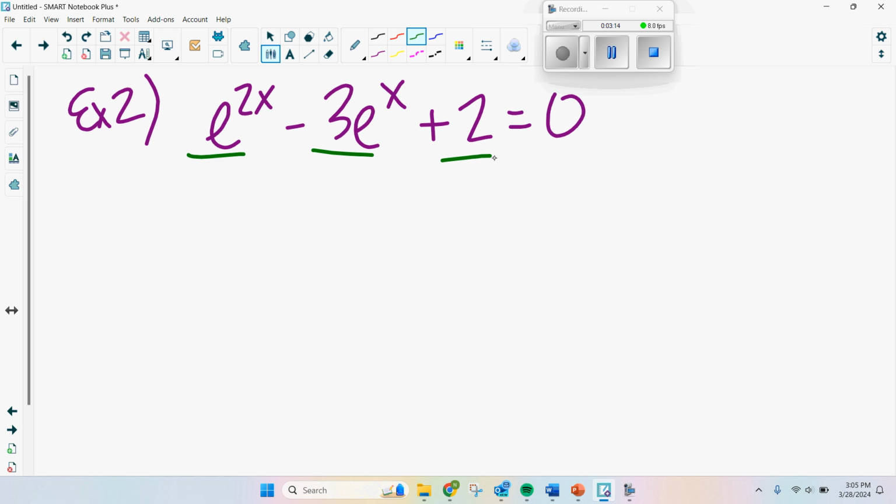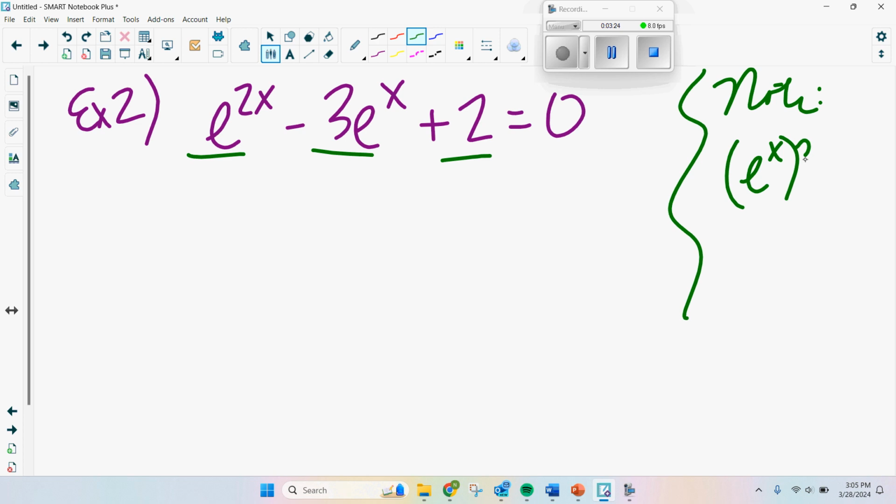I would also like you to keep in mind, little note off to the side here, that e to the x squared is equal to e to the 2x. So even though it's not immediately obvious, this is actually a factorable equation. It kind of looks like a quadratic, like a trinomial that's a quadratic. It just happens to have x's in the exponents and e's as our base.